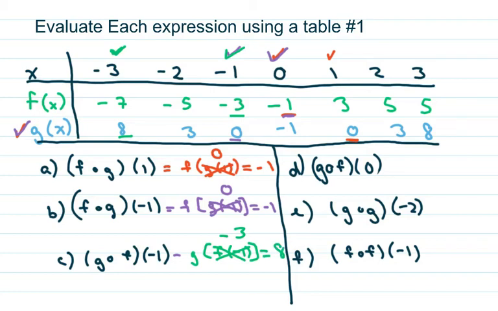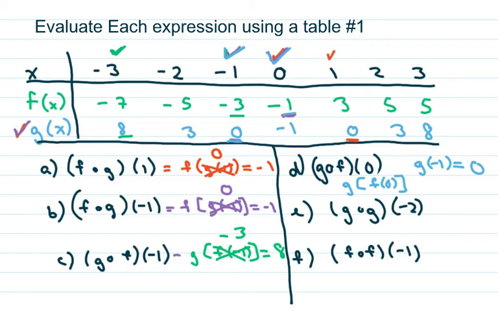Okay, the next one, I'm going to rewrite this as g of f of 0. It's just two different ways of writing the same thing. F of 0, I go to the 0. F of 0 is negative 1. So now this is going to have g of negative 1. Go to negative 1, which is here, and go down to g, and that equals 0.